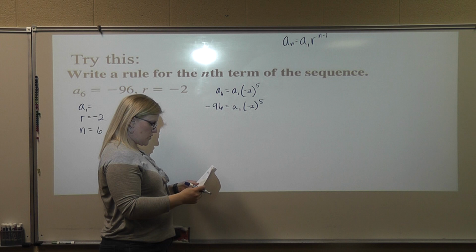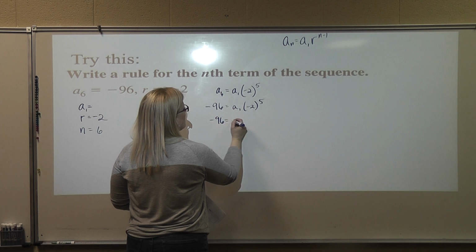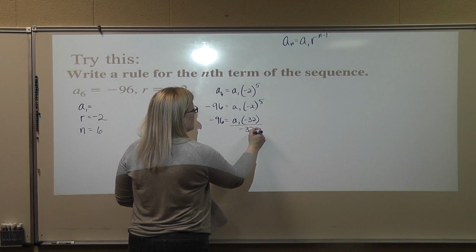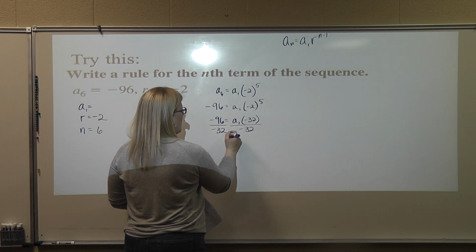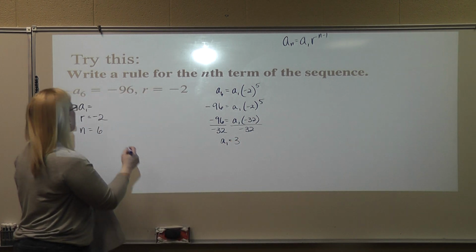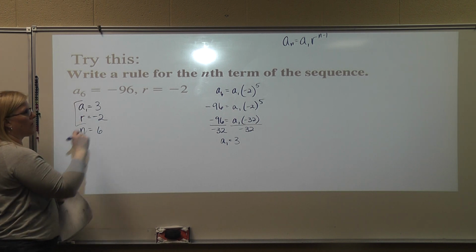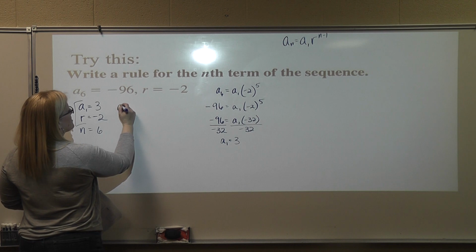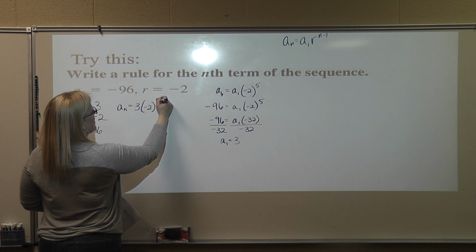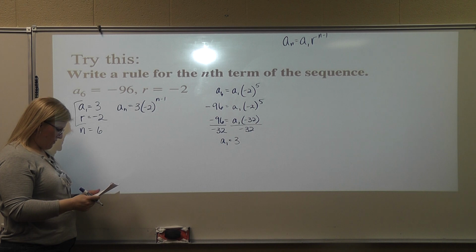Well, -2 to the 5th power is -32. Divide by -32 on both sides, and a sub 1 is 3. So now that we have the a sub 1, we plug it into our formula. So a sub n equals 3 times -2 to the n minus 1 power. And that is the answer to that one.